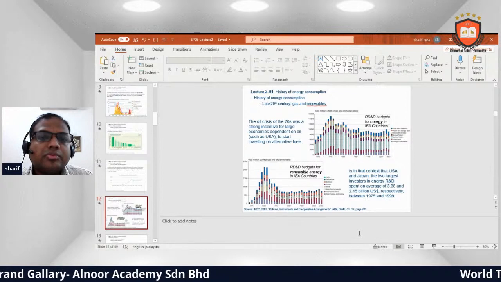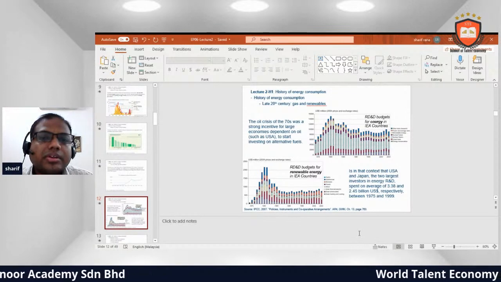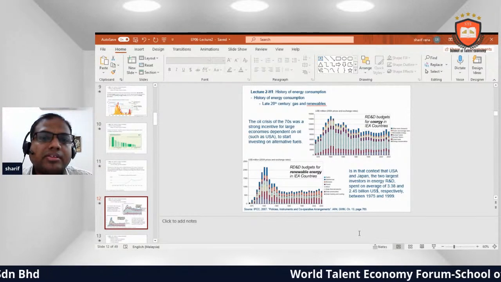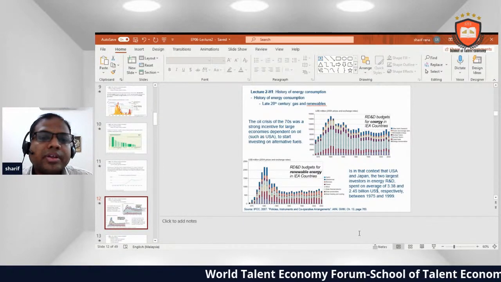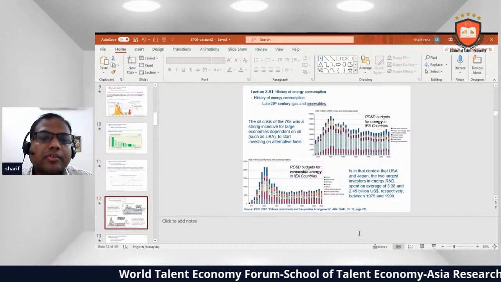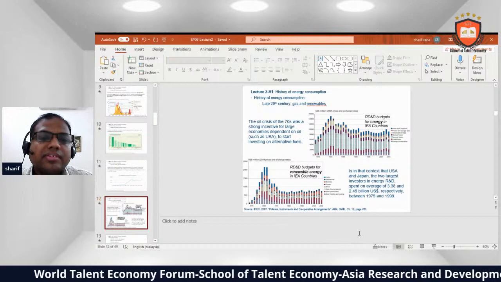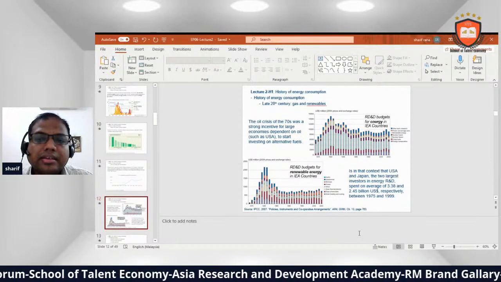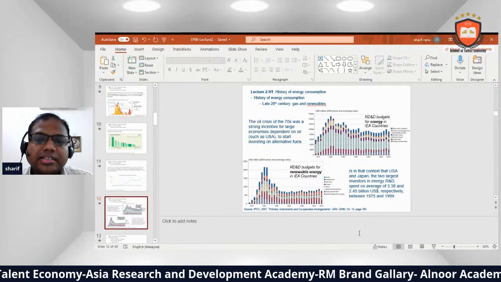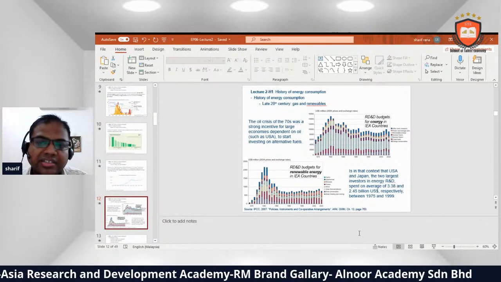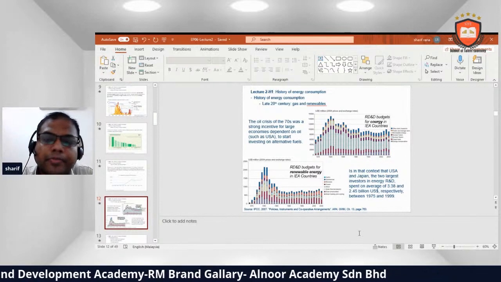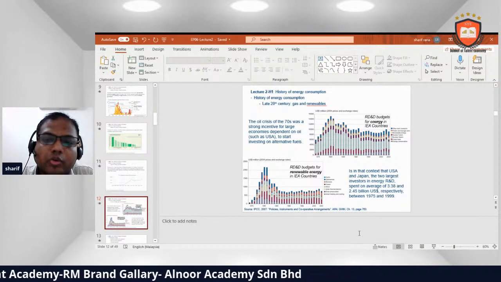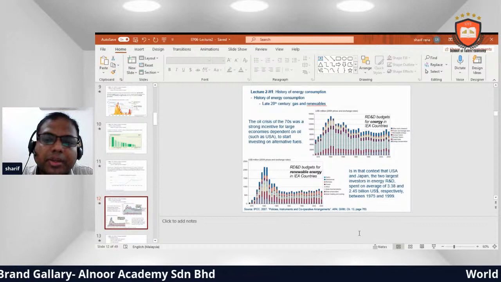History of energy consumption: late 20th century, gas and renewables. The oil crisis of the 70s was a strong incentive for the largest economies and oil companies to start investigating alternative fuels. In this context, the USA and Japan, the two largest investors in energy research and development, spent on average 3.38 and 2.45 billion US dollars respectively.